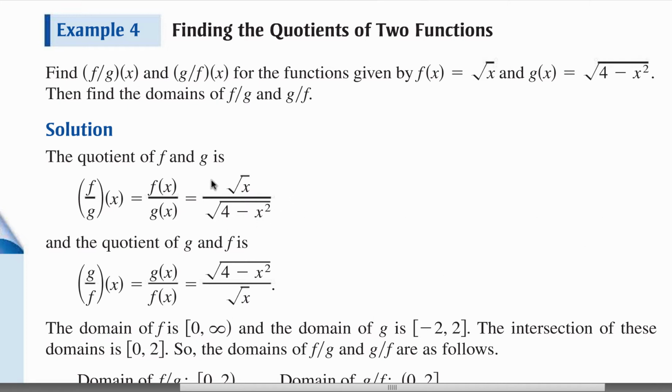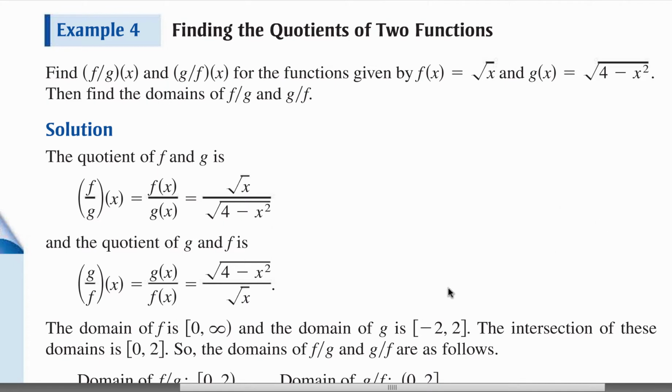Well, it turns out that the only numbers that you can plug in are 0 and then all the positive numbers after that, but only until you get to 2. And you can't include 2 for the final quotient. So 0, and you can include 0, up to the number 2. Now the reason why you can't include 2 is because what is 2 squared? Well, it's 4. And 4 minus 4 is 0, and the square root of 0 is 0, and we can't divide by 0.